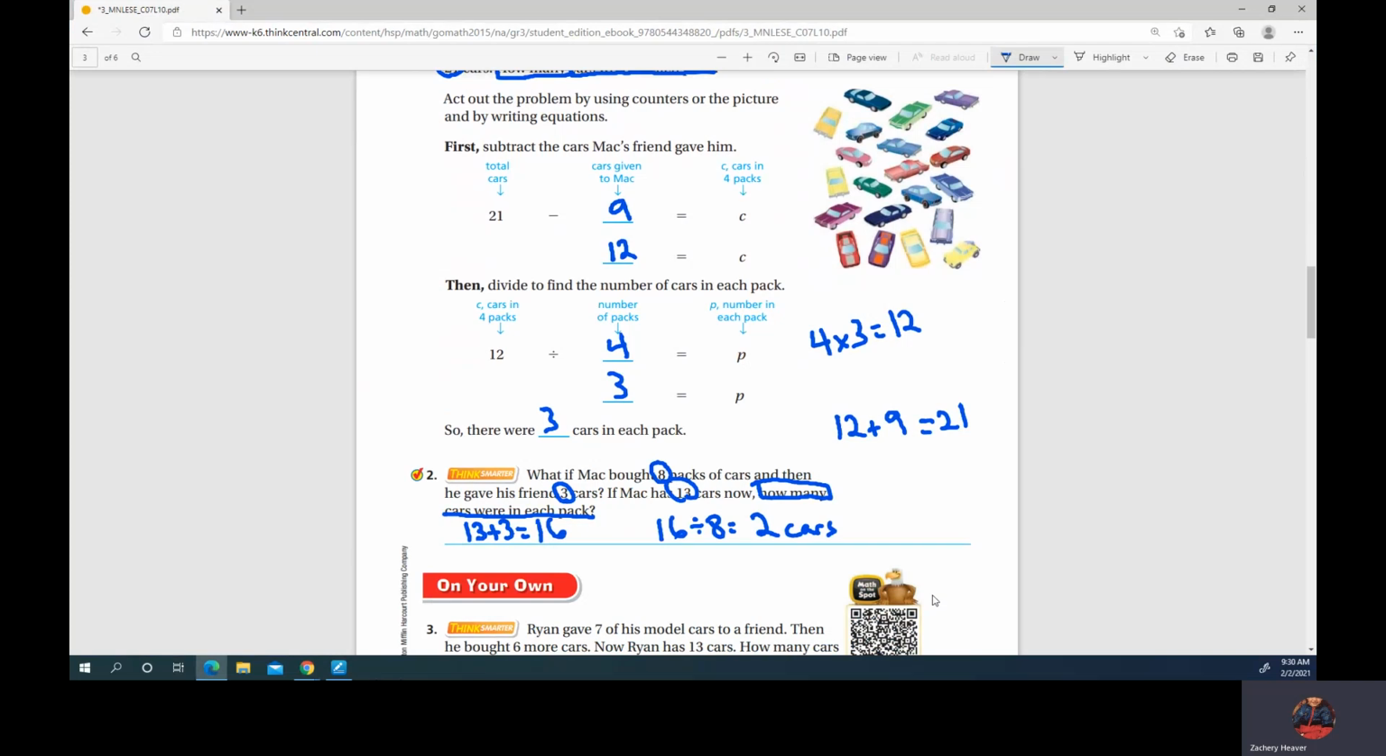The biggest step you guys are going to come to is figuring out what you have to do first. Okay. We got to find an original number. Like right here, we know he had 21 cars, but he didn't have 21 initially because his friend gave him 9. So if his friend gave him 9, we're going to take away 9 because he didn't have that before. And then at the bottom, he gave some to his friend, but before he gave them to his friend, they were in the pack. So we had to add it.